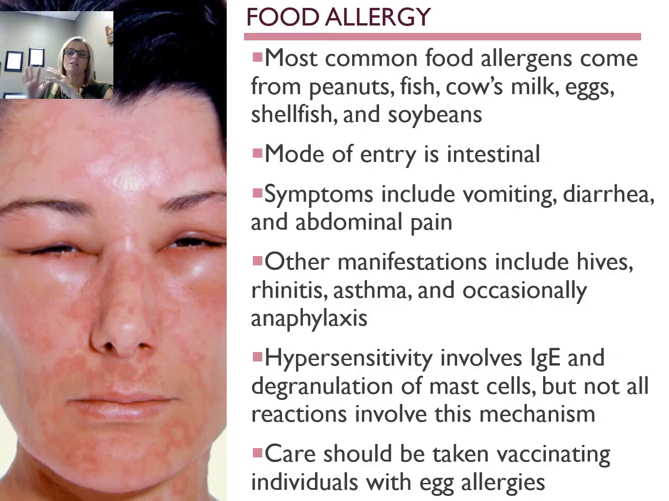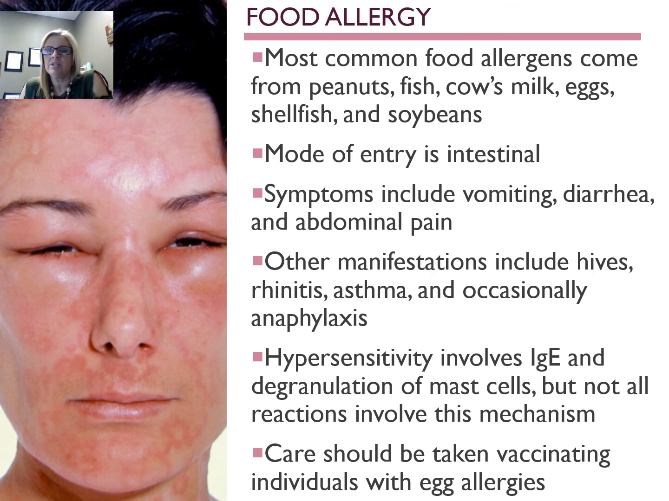Okay, so food allergies. The most common causes of food allergies are going to be fish, peanuts, milk, eggs, shellfish, and soybeans. I would say soybeans probably due to the high incidence or use of them, but that's just a guess, okay? So the mode of entry here for a new food allergy is going to be intestinal. Symptoms include vomiting, diarrhea, abdominal pain, although you can get those hives, which is the wheal and flare I was talking about earlier, rhinitis, asthma, and occasionally that anaphylaxis reaction where it can be life-threatening, okay?